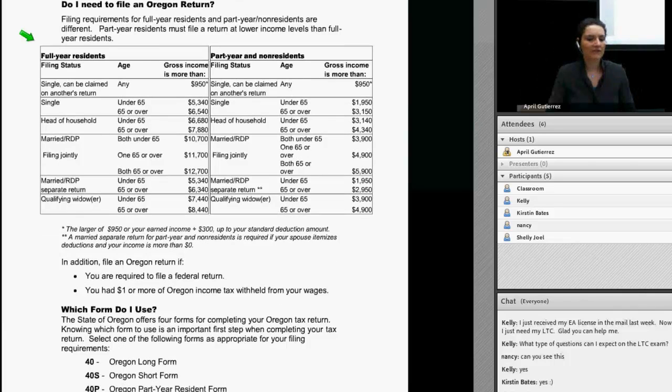There are 2 charts that I've put for you side by side. Your filing requirement is dictated by your residency status. So if you are a full-year resident, you go to the full-year filing requirement table. And if you are a part-year resident, you go to the part-year filing table. The significant difference between these 2 tables is that the part-year filing table specifically refers only to the Oregon standard deduction. So if you are a part-year or a non-resident of Oregon, your filing requirement for Oregon is the Oregon standard deduction. If you are a full-year resident of Oregon, the filing requirement is higher than your standard deduction.